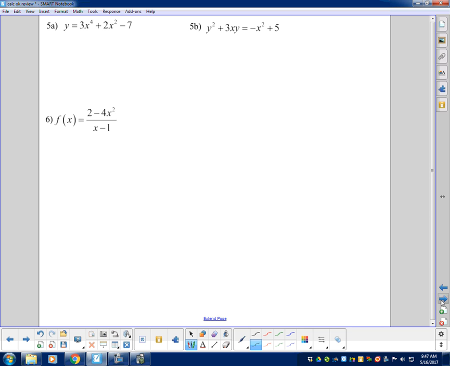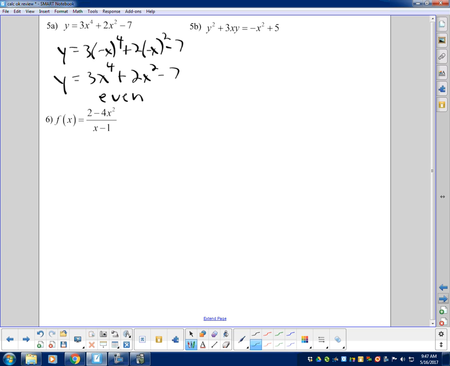So here, I'm going to replace x with negative x. So y equals 3 times negative x to the 4th plus 2 times negative x squared minus 7, which of course equals exactly what I started with because of those even powers. So this is therefore even. Okay, and one of the tests for oddness here, we can look at 5b here.